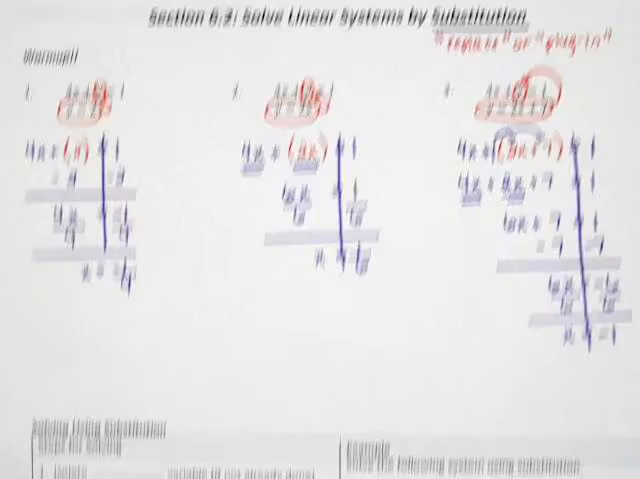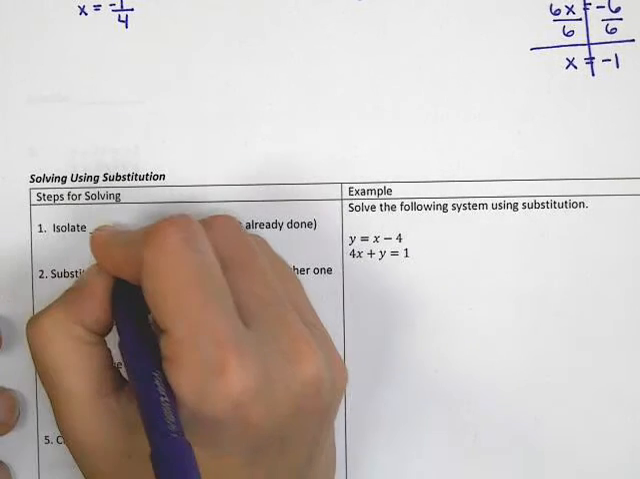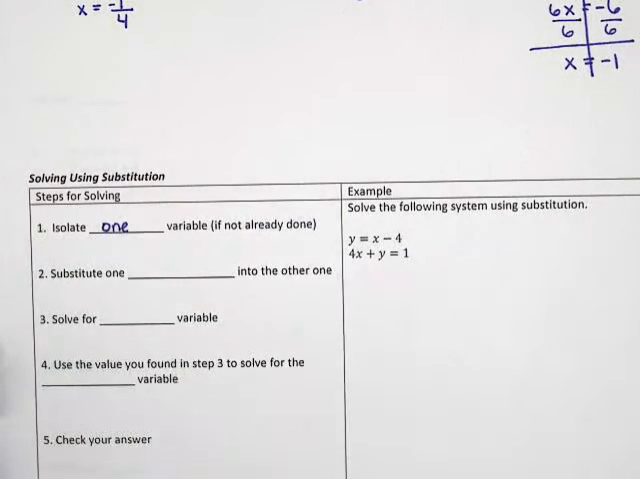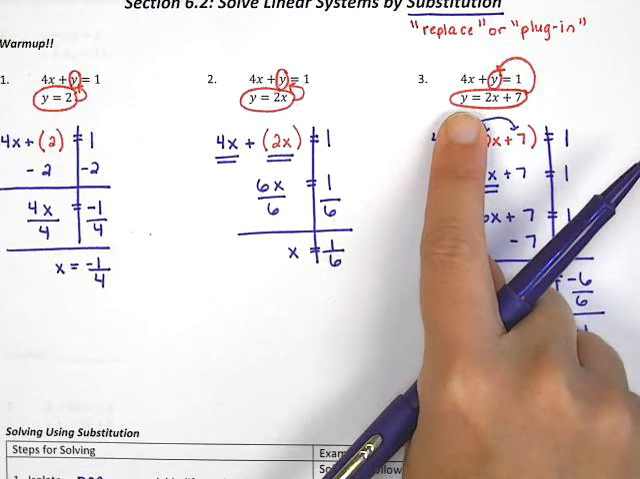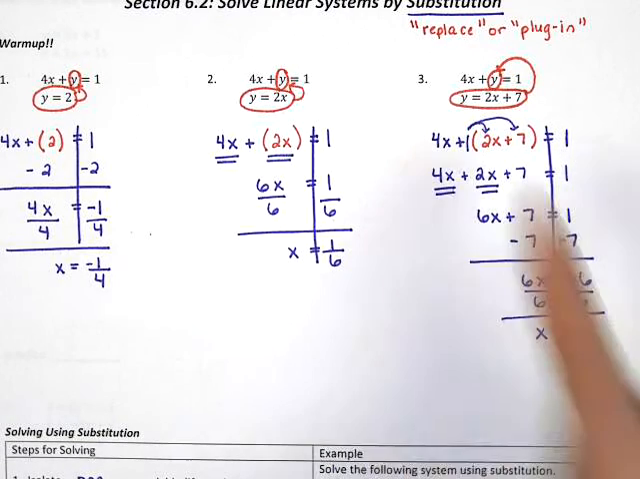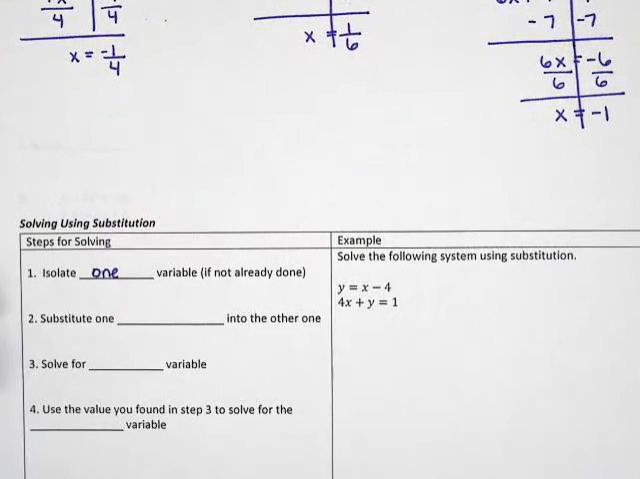So here's the process. Step 1 is to isolate one of the variables. In example 3, which we just did, the y in the second equation was already by itself. But if it wasn't, we would need to take one of these equations and get the y by itself or the x by itself in order to perform our substitution. So isolate one of the variables.